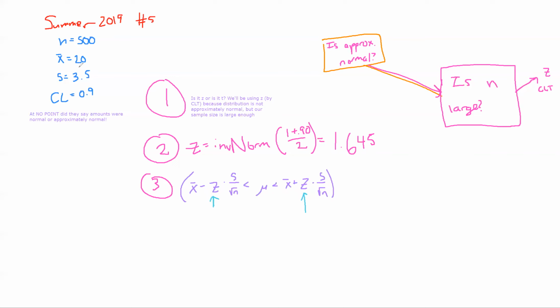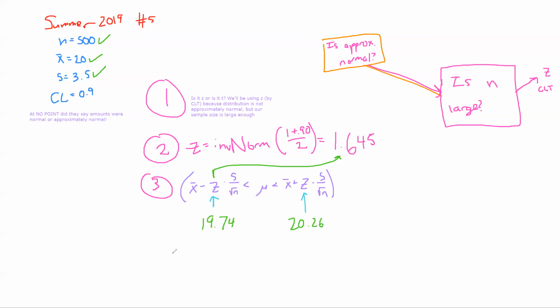We're still using all the numbers we were given before and plugging these in. Do we have x bar? Yeah, it's right here. Do we have z? Yeah, we found that right there. Do we have s? Yeah, it's over here. Do we have n? Yes. So I'm just going to plug all these things into my calculator. We have 20 minus 1.645 times 3.5 over square root of 500. This gives me 19.74. And if I do the plus, I get 20.26. I'm rounding to 2 decimal places today, but that would be your answer.